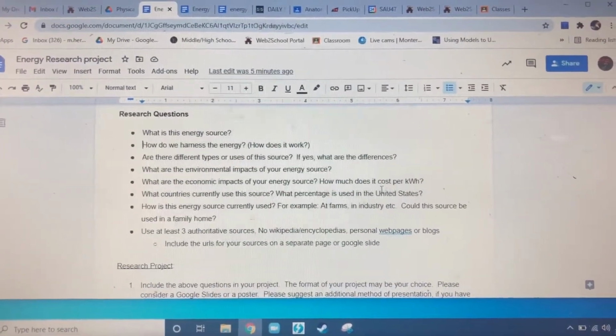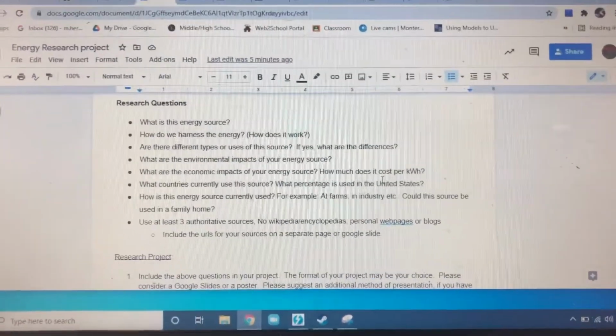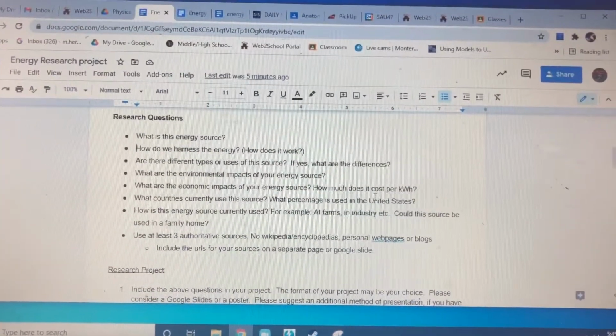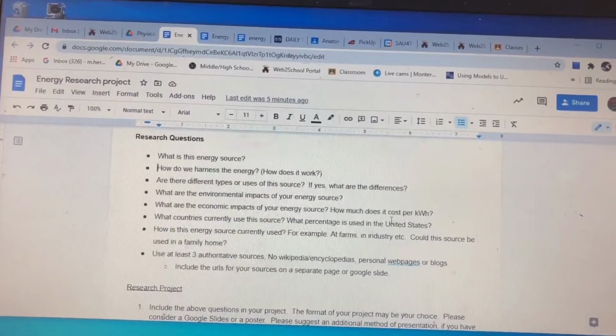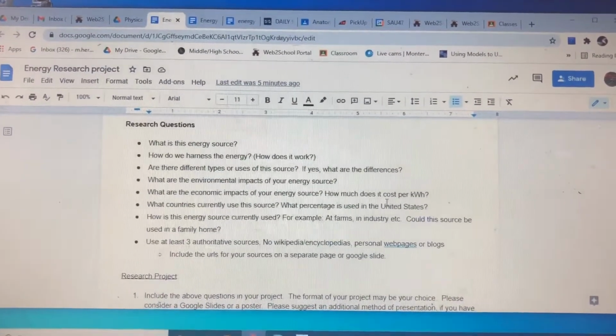How is it used? Is it only on farms? Is it only in houses? Could we use it in our houses? You've got to have 3 good sources. Now, by a good source, I mean no Wikipedia.